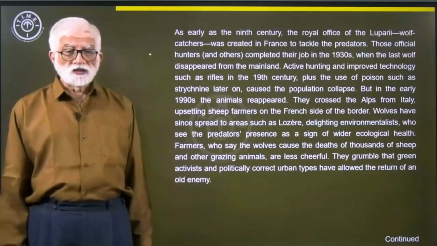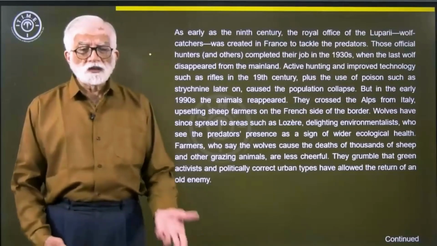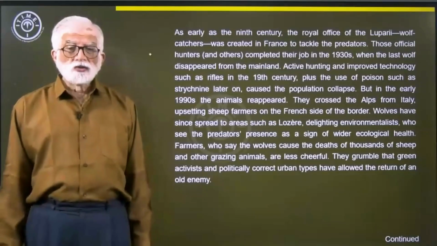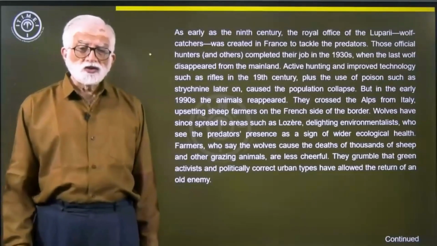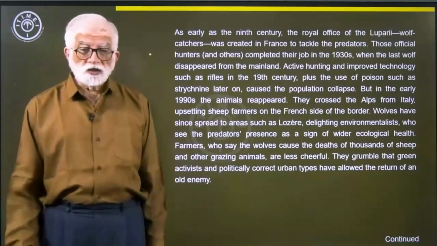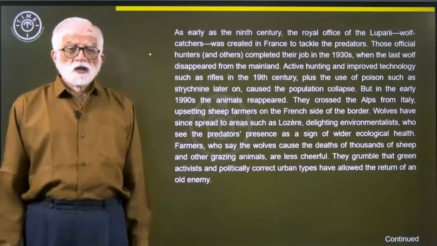Those official hunters and others, the others, namely, apart from the official hunters, other hunters also, the people who were not actually authorized, completed their job in the 1930s when the last wolf disappeared from the mainland. So their job was to actually rid France of wolves, which they did.